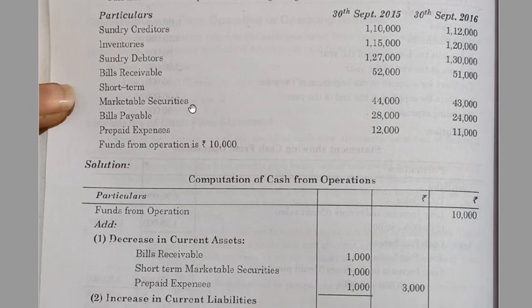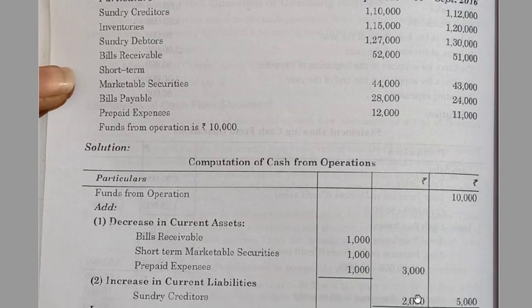Short term marketable securities is a current asset, it has decreased, so you consider it. Short term marketable securities 1,000. And prepaid expenses has decreased, so you'll consider prepaid expenses 1,000. So total is 3,000. An increase in current liabilities.